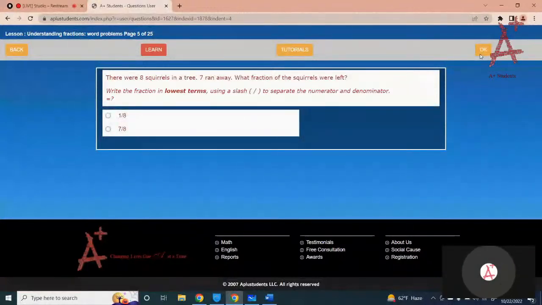There were 8 squirrels in a tree. 7 ran away. What fraction of the squirrels were left? So when 7 out of 8 ran away, you are left with how many squirrels? Just 1. Got it? So the fraction is 1 over 8. Got it?